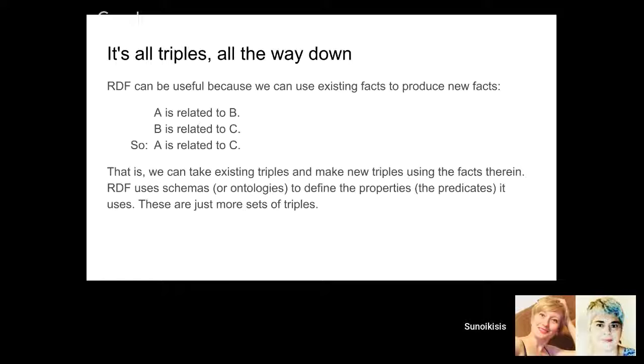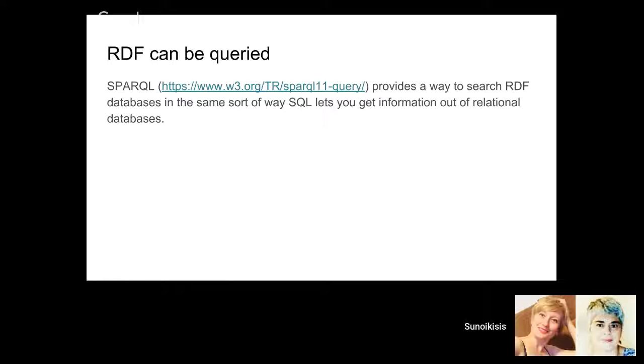RDF uses schemas or ontologies to define the properties, that is, the predicates that it uses. And these are just more sets of triples again. This is useful partly because you can then query it. There are RDF databases, and there's a language called SPARQL, which allows you to search RDF databases in exactly the same sort of way that SQL lets you get information out of a relational database. So you can form a query that will actually give you new information out of the data that you've put into your data set.